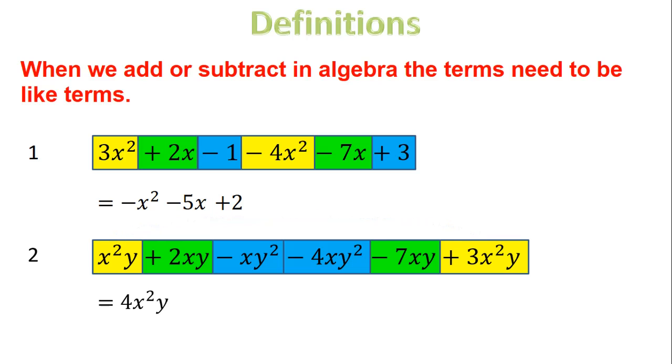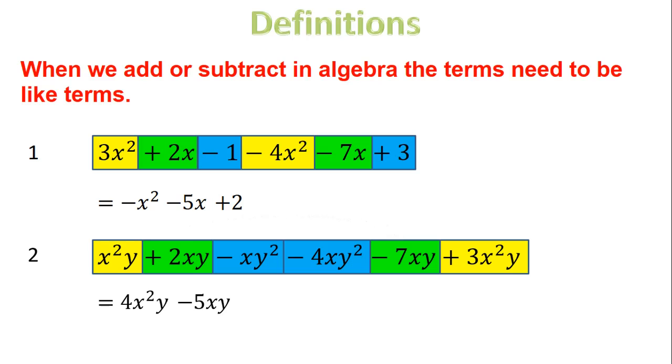Alright, let's look at our green ones, or just our xy terms. So I have plus 2xy minus 7xy. So plus 2 minus 7, hopefully you can see, minus 5xy.